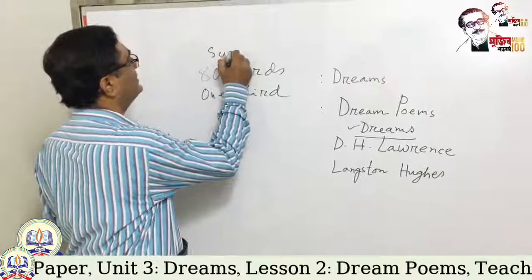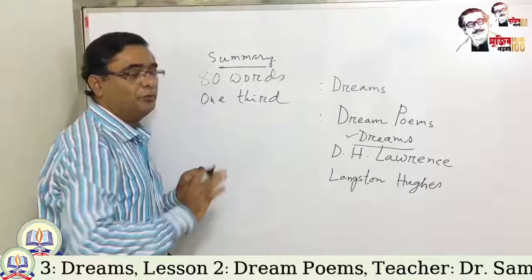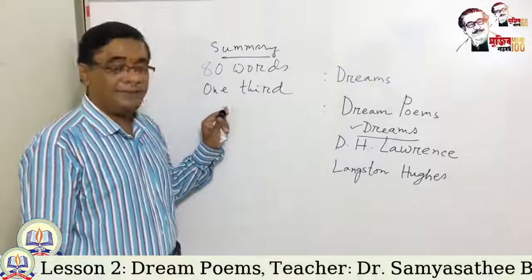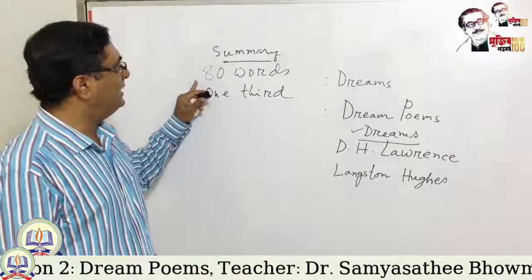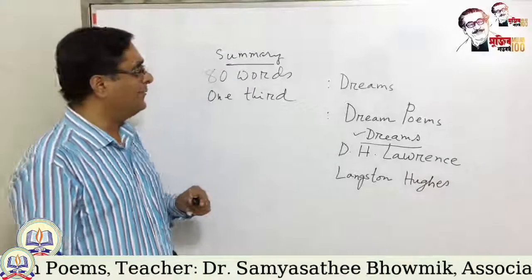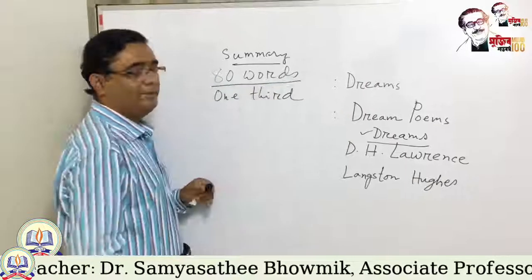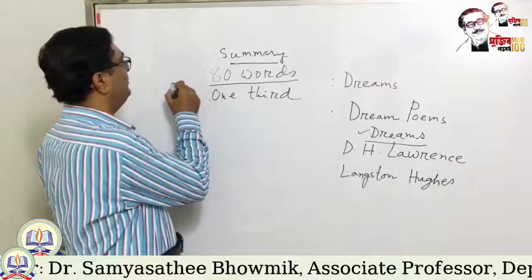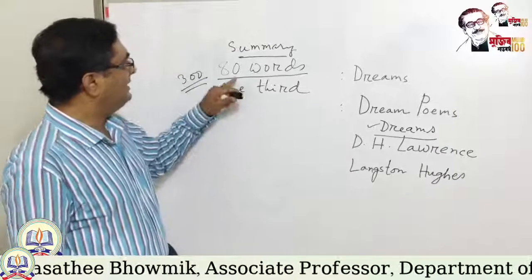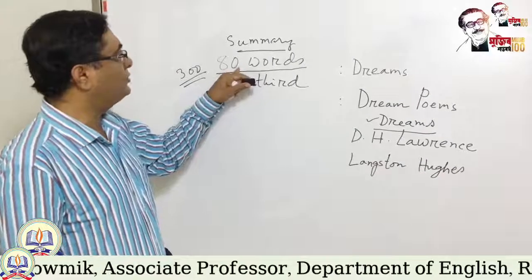Now I'm talking about summary writing on prose, on a passage, and the length should be 80 words or 1/3. That is the recommendation. Now the question arises: if you write a summary of a text or of a passage which has 300 words, for example, in that case you will write a summary of about 80 words.